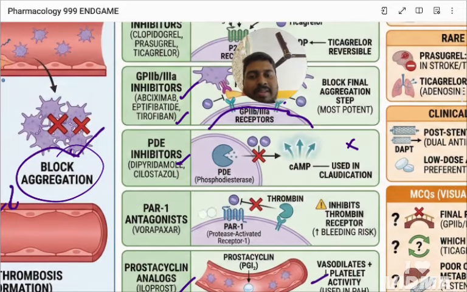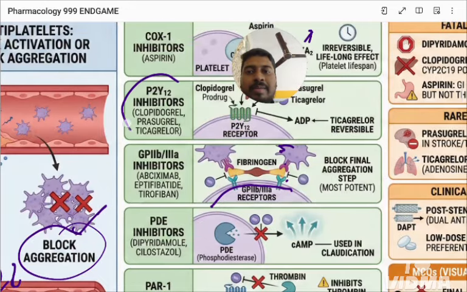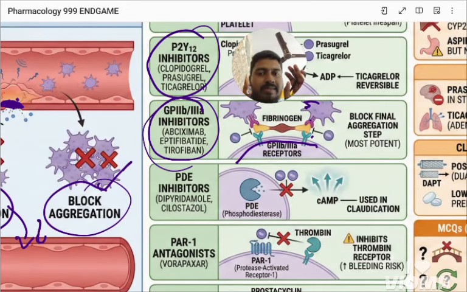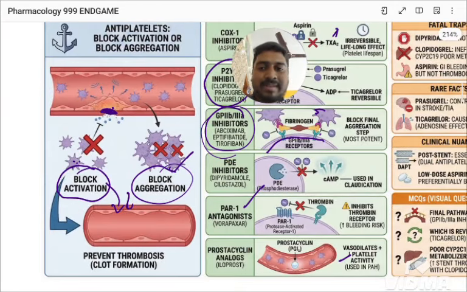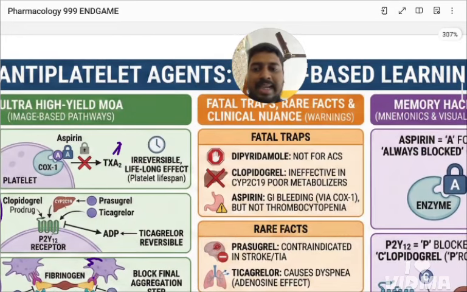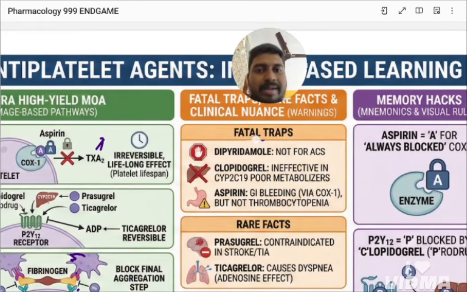If you ask me which are the most important drugs you need to remember for your upcoming exam, one is the P2Y12 inhibitors and the GP2B3A inhibitors. These two are very important. Along with that, remember Vorapaxar also, which inhibits thrombin. Now, what are the important things that you should know? First is dipyridamole. This has weak antiplatelet action.